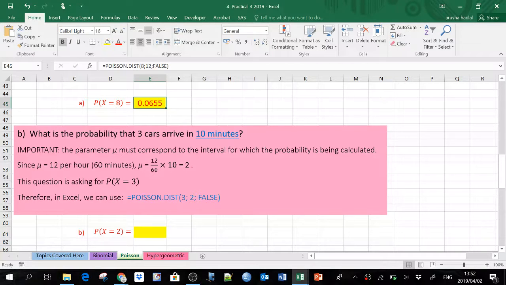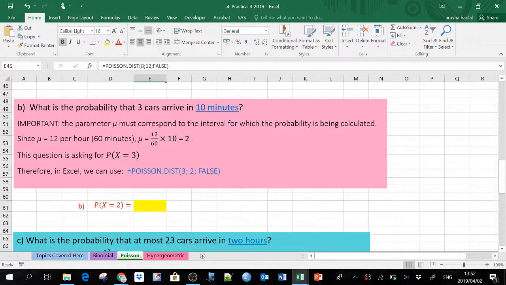So how do we calculate our new mu? It's going to be the 12 out of 60 times now the new 10 minutes that we are looking at. And this gives us a new mu value, or a new parameter, of 2. So what is the probability that 3 cars? This again is an exact probability.